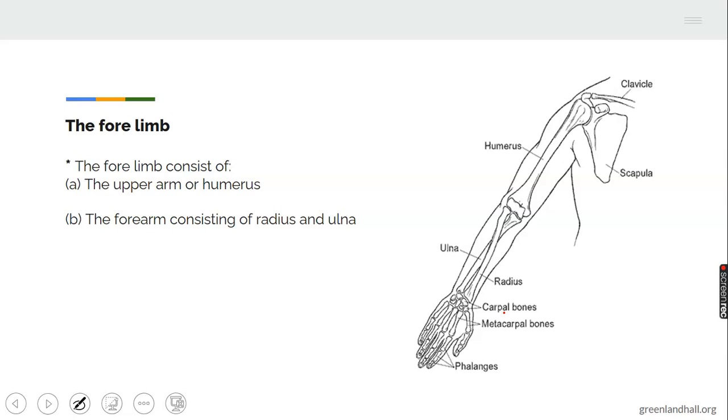That is the illustration of the forelimb. The upper arm, we call it the humerus, while the lower arm is made up of the radius and the ulna. This is the radius, this is the ulna. Then we have the phalanges and the metacarpal.